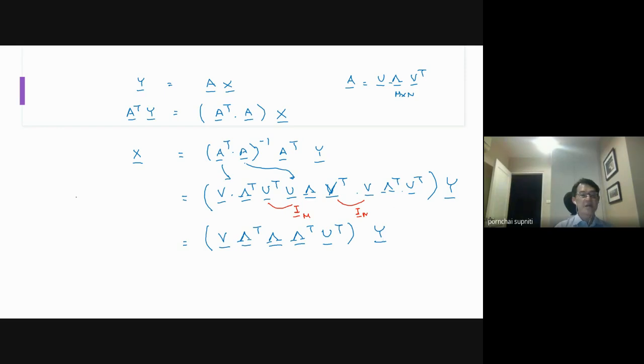But then, because of the lambda, let me look at an example. Let's say it's 2 by 3. So this is going to be 2 by 3.